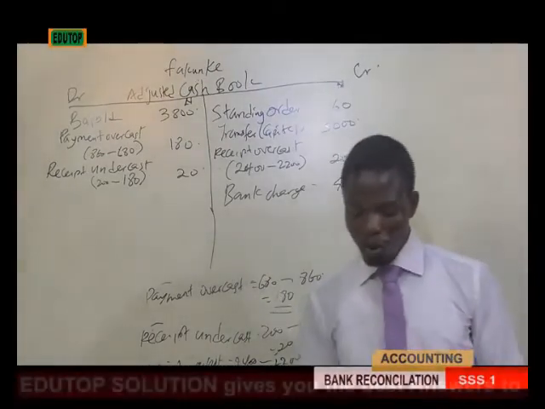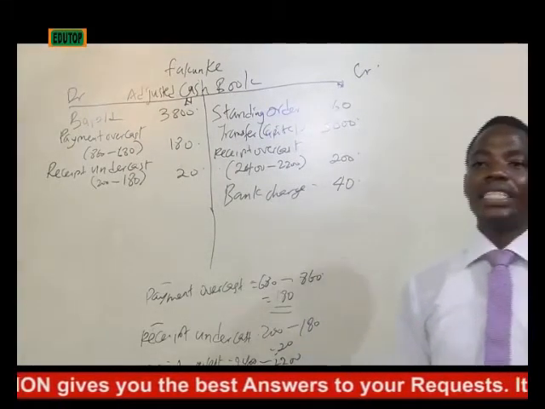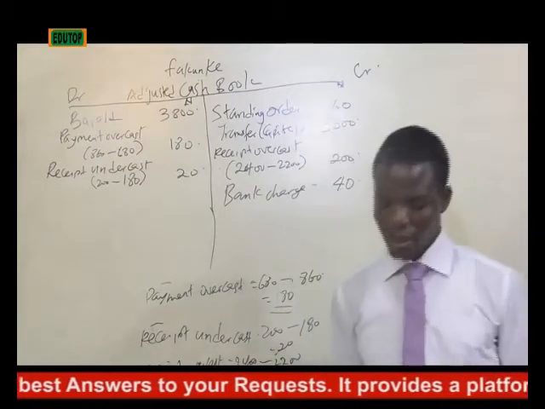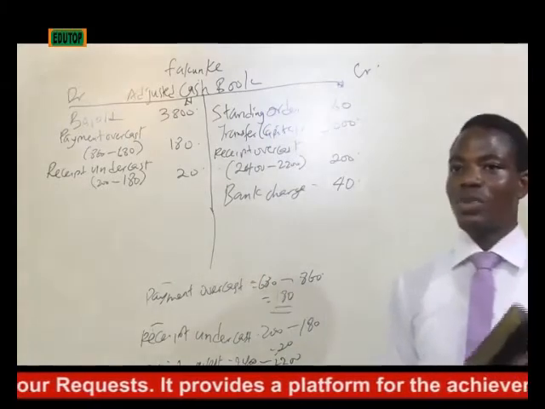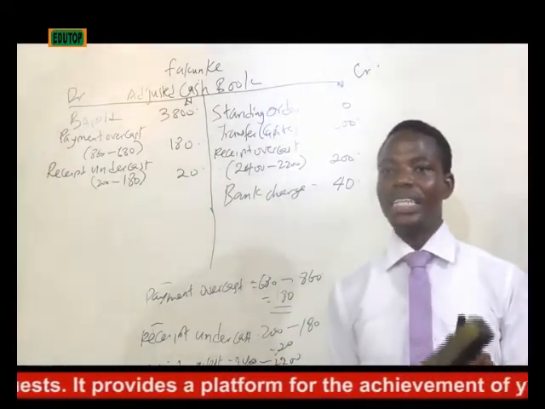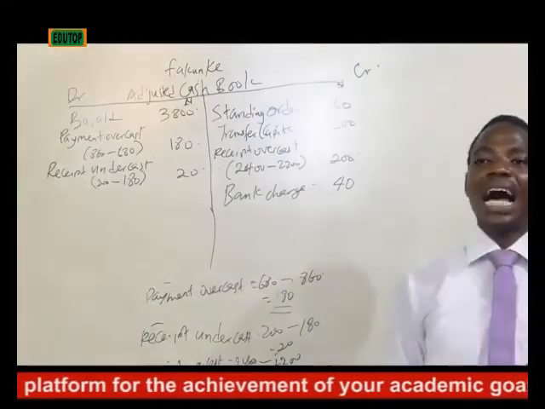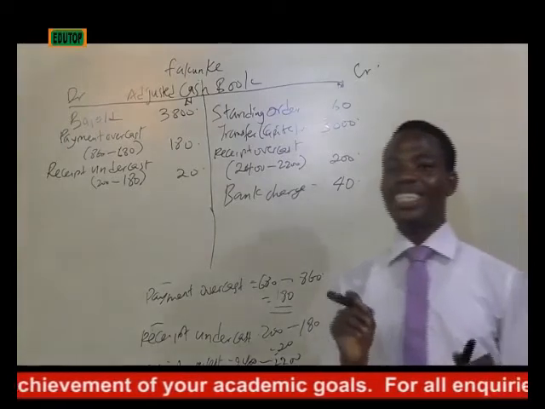Then we have a check drawn amounting to 18 naira that has not been paid into the bank account. Listen to this question very well. A check, a receipt of 20 naira, a check drawn amounting to 18 naira has not been paid into the account. This one is what we call an unpresented check.